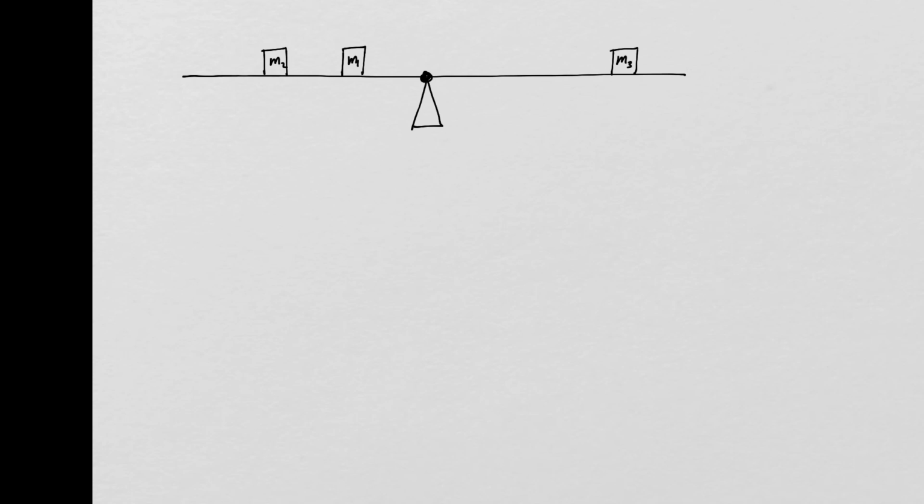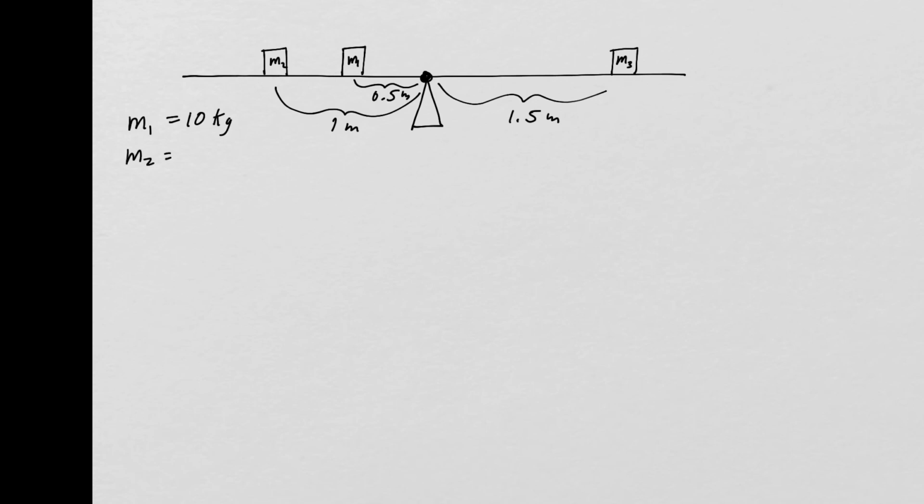And I know these distances. Let's say this distance is 0.5 meters. Let's say from here to the rotation point is 1 meter. And let's say from here to the rotation point is 1.5 meters. Let's say we're given M1 is 10 kilograms. We're given M2 is 20 kilograms. And we want to find M3. So M3 is unknown.